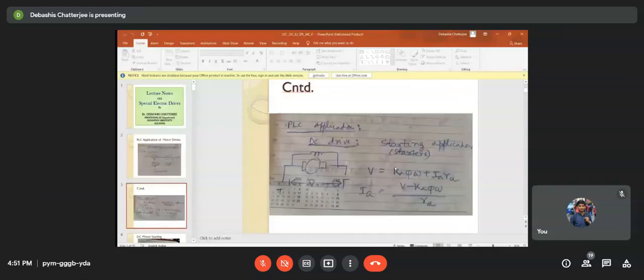Now we will start with starting application. Say starters, right? So PLC application, say DC motor starter, DC drive, DC motor starter. So you know what is a starter for a DC motor? What is a starter? Can you just elaborate on this a little bit? What is a starter? Right, it is absolutely right.